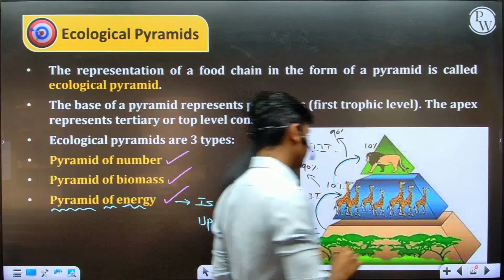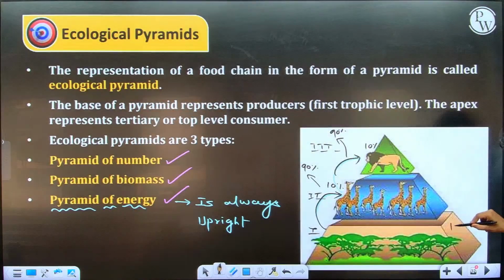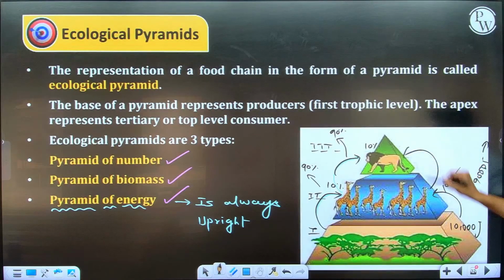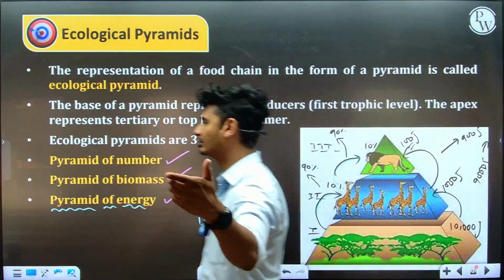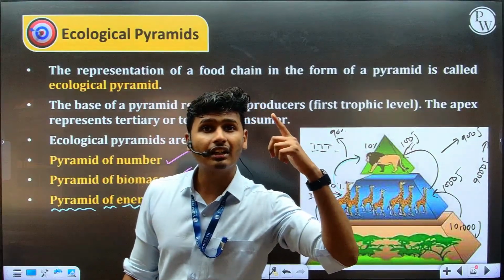It means if the plant has 10,000 joule of energy, 90% is lost and only 10% is transferred to the deer. It means 9,000 joule is lost and only 1,000 joule is transferred to the deer, and after that 900 joule is lost and only 100 joule is transferred to the lion. This is the 10% law.